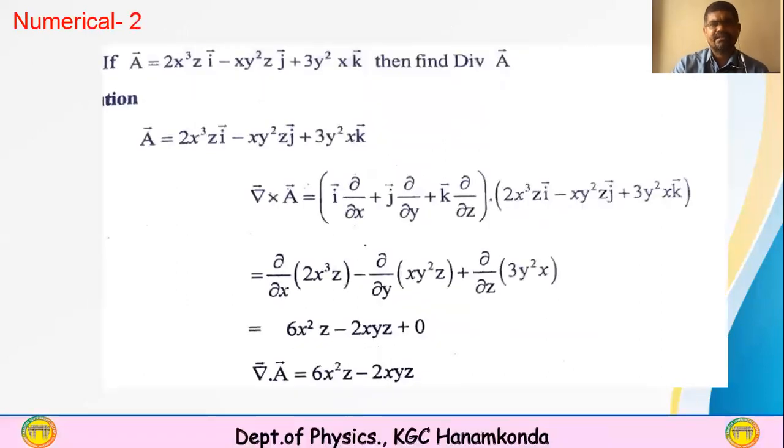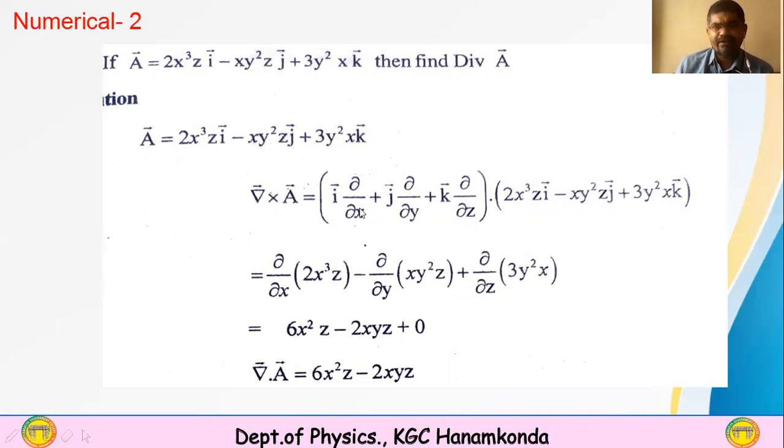Next, I go for the second numerical. Here a is given as 2x cube z i minus xy square z j plus 3y square x k. Then find the divergence of a bar. Divergence of a bar means del dot a bar. Divergence of a vector field is del dot a bar. Here it is written as cross, but it is not there. You have to take this as a dot product. This is a typographic error.